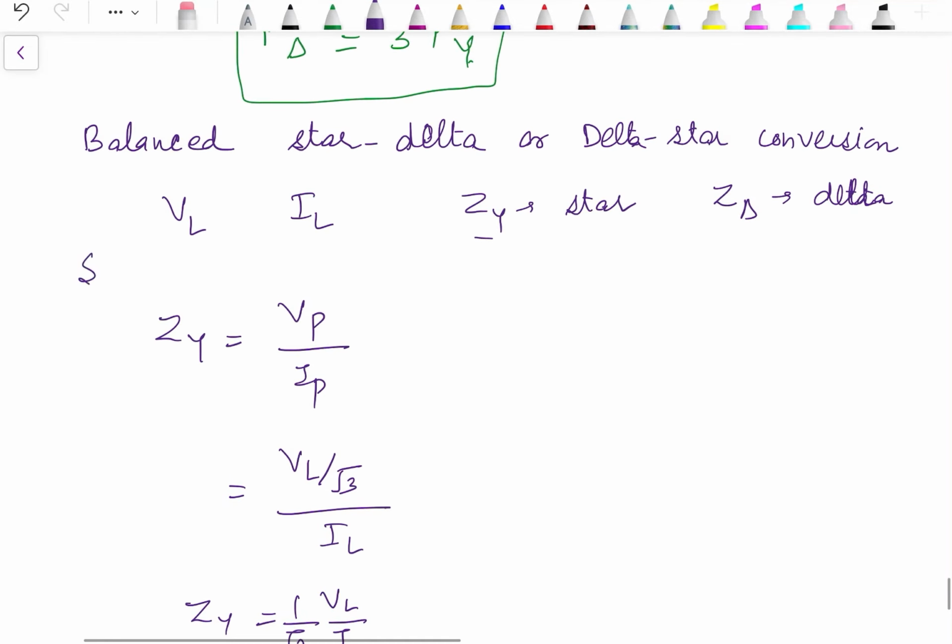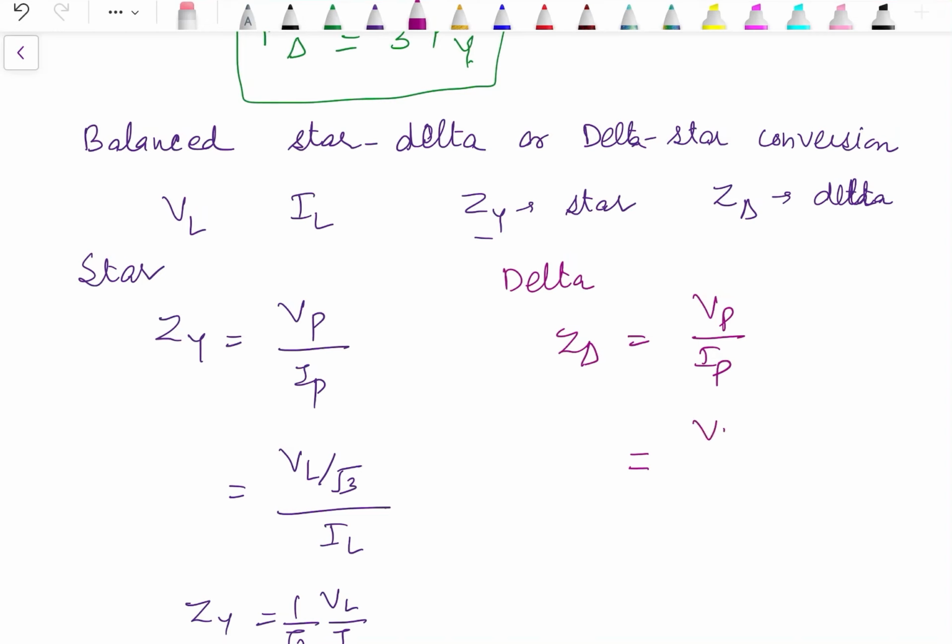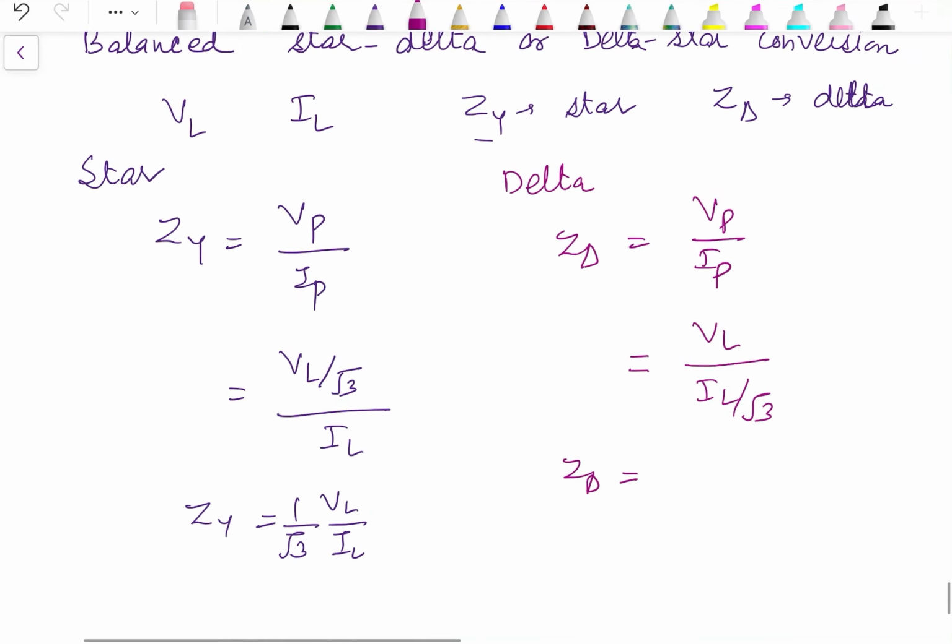Now this one is for star, and for delta, let's say the impedance is Z delta. Again it's Vp upon Ip. In case of delta connection, Vp and VL are the same. Ip is IL by root 3. So Z delta is actually root 3 times VL upon IL.